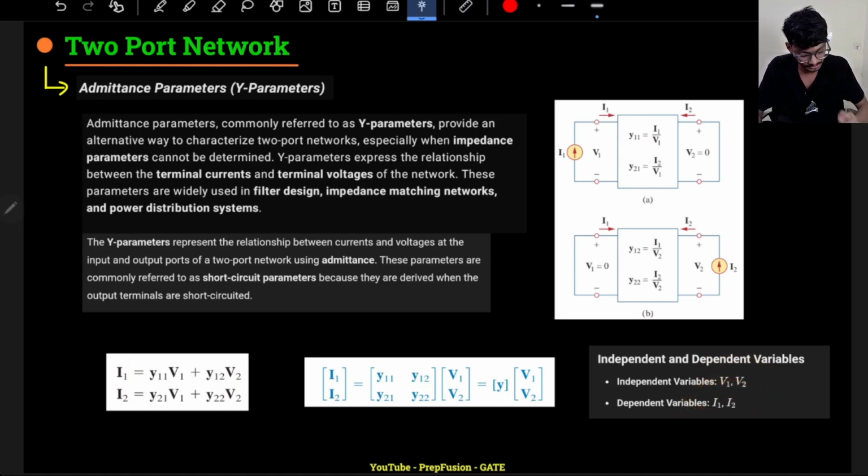So keep this in mind that if your V1 and V2 become dependent on each other, then Y parameter would not exist. Y parameter would not exist. So they have to be independent.